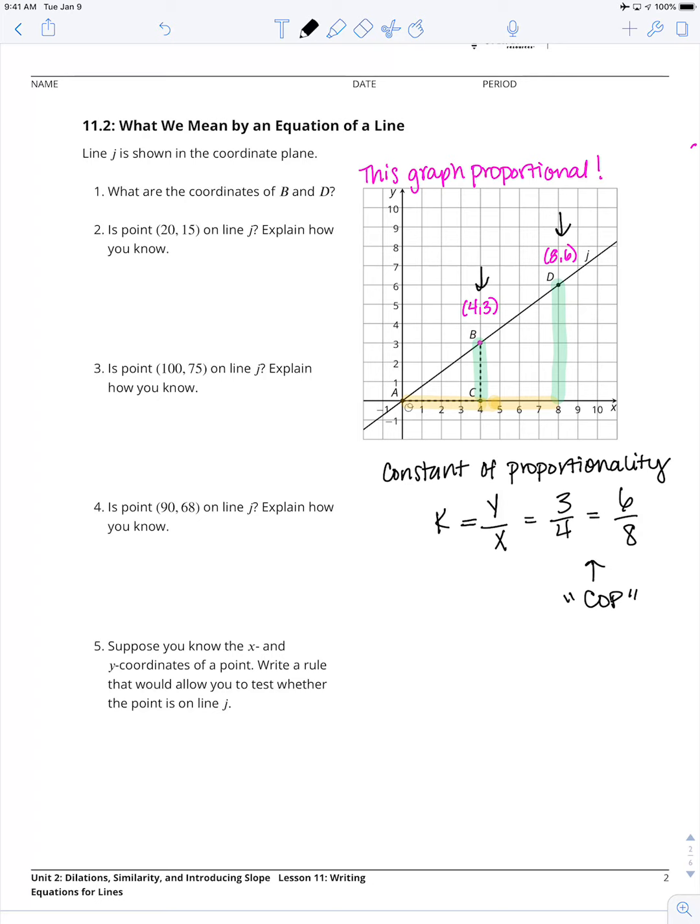You cannot do these steps if it's not proportional. Only when the line goes through the origin can you take the y value and divide it by the x value.